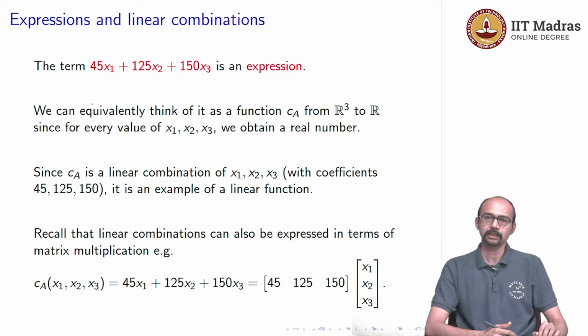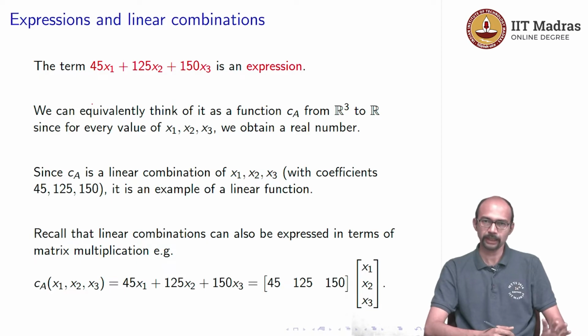Okay. So, recall we have done this before, that linear combinations can also be expressed in terms of matrix multiplication, and this is what we have done maybe a week back or 2 weeks ago, where we studied in great detail matrices and how they operate, and various kinds of manipulations. So, it is important to remember this, because we are going to use this soon for various other purposes. So, we can express the function CA, which was defined as a linear combination 45 x1 plus 125 x2 plus 150 x3, as the matrix multiplication, where we have the coefficients as a row matrix 45, 125, 150, and the variables x1, x2, x3 as a column.